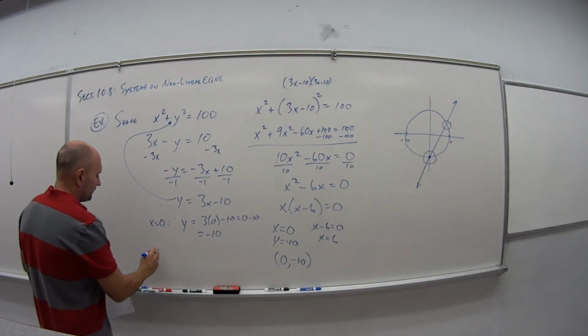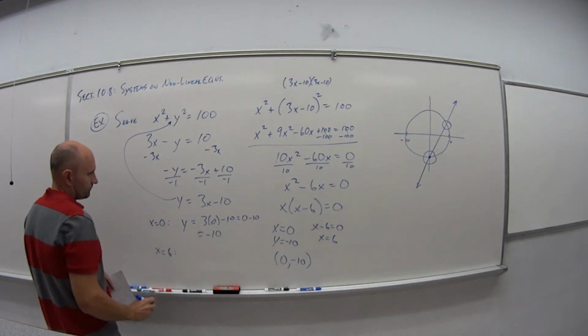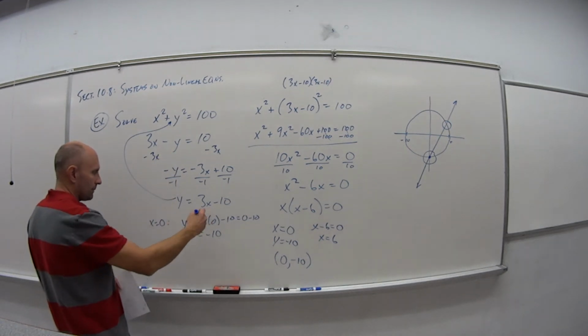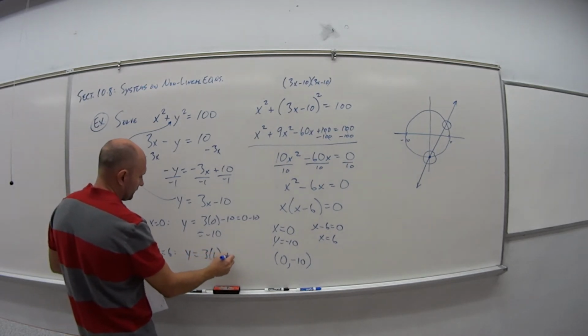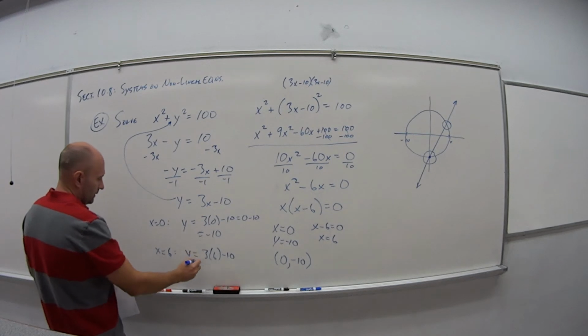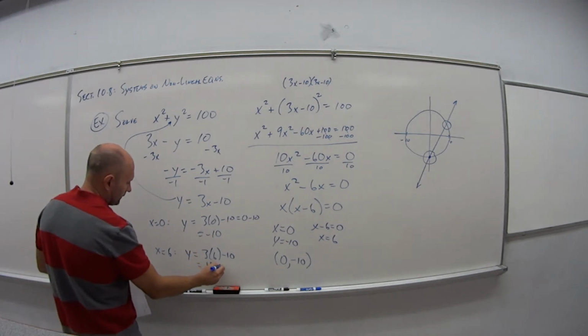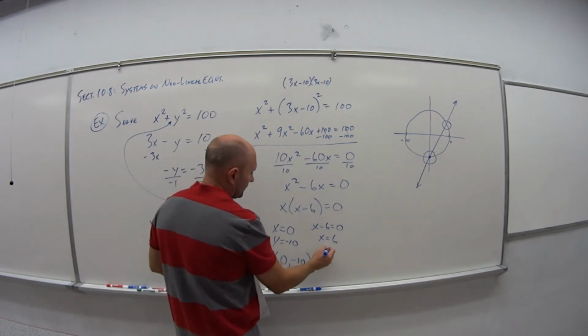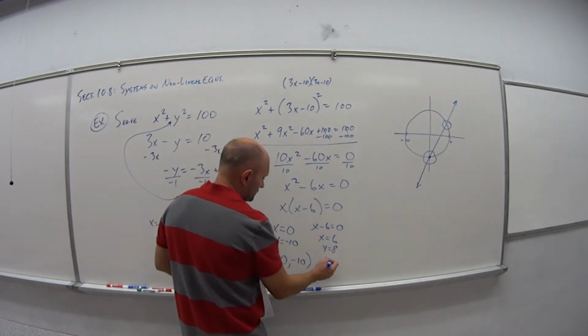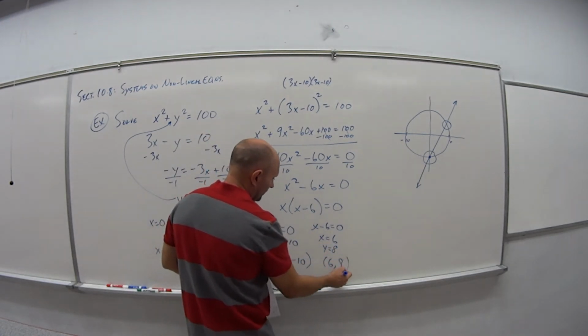When x equals 6, same idea, I plug that in for my y equation. I get 3 times 6 minus 10. So that's 18 minus 10, which is 8. So when x is 6, y is equal to 8, which gives me the ordered pair (6, 8).